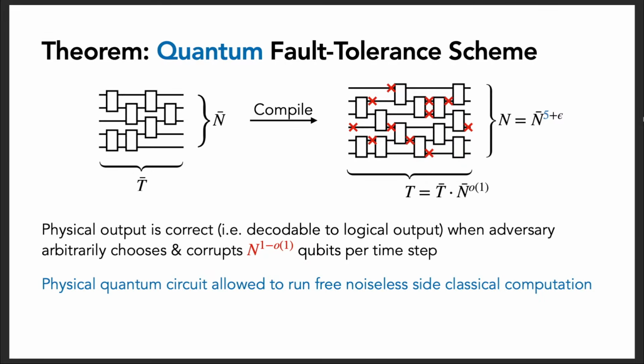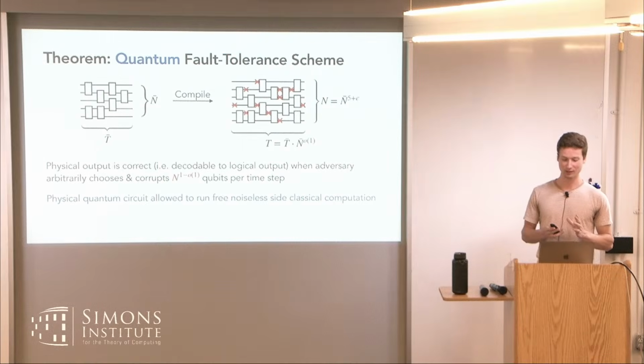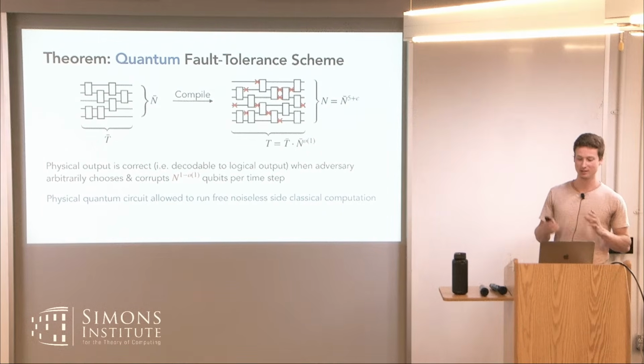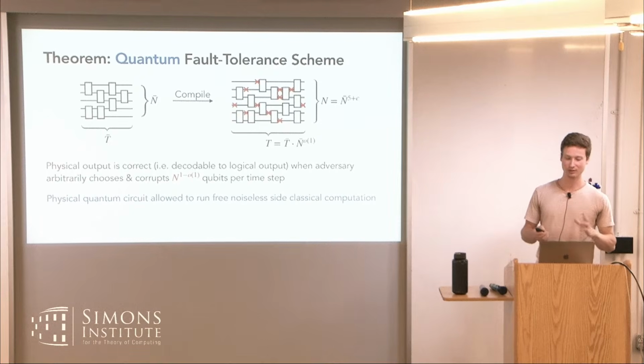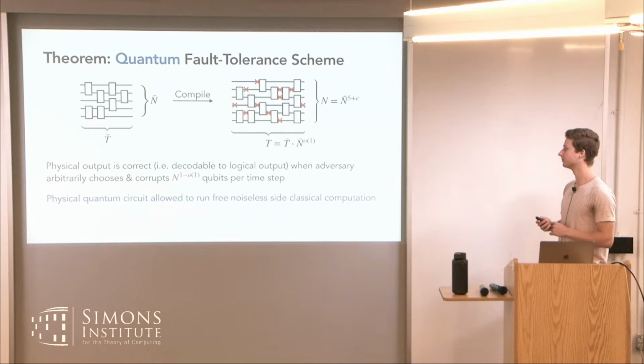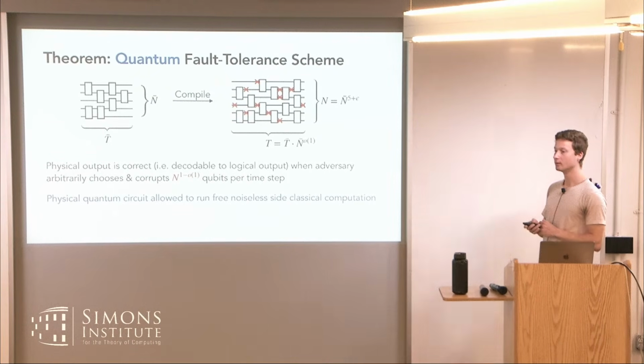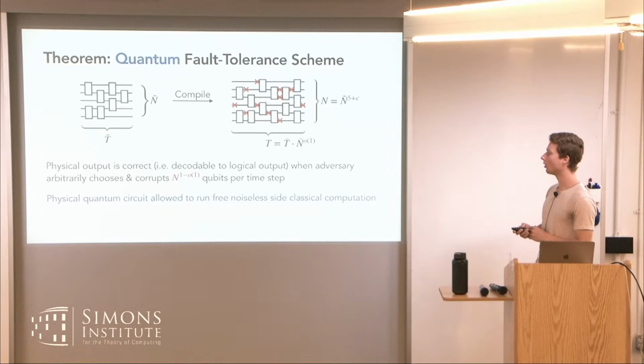The one additional technical assumption we need here is that we have to allow the physical quantum circuit to run some free noiseless side classical computation. I won't say too much about that because it doesn't seem super fundamental. You can remove this in the PCP setting where you're allowed to only detect errors instead of correct them. Sorry? You don't have to have this in quantum components. Oh, sorry, I meant we need it in our scheme.